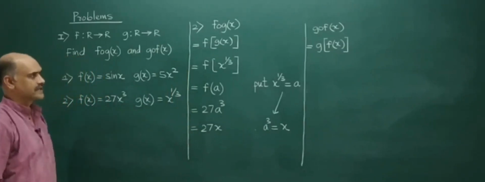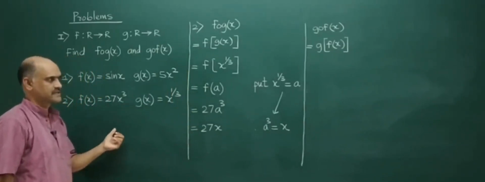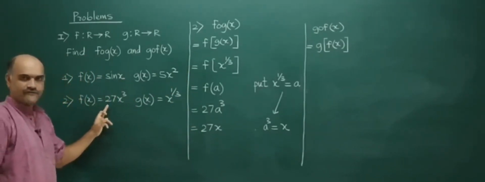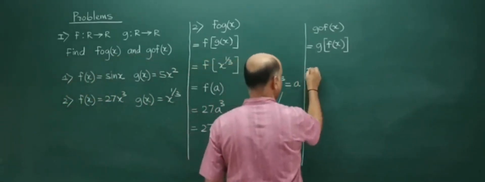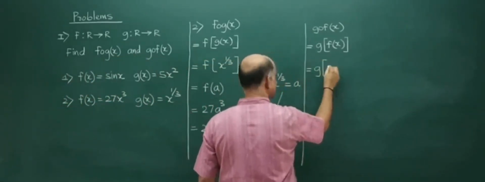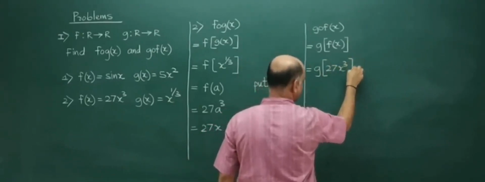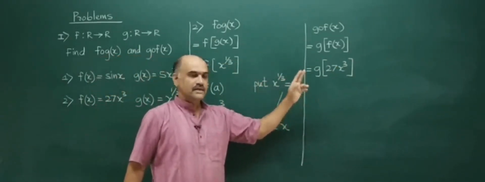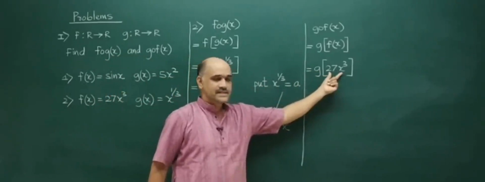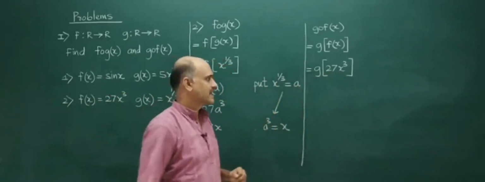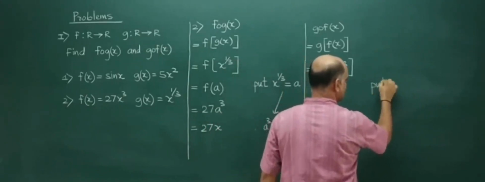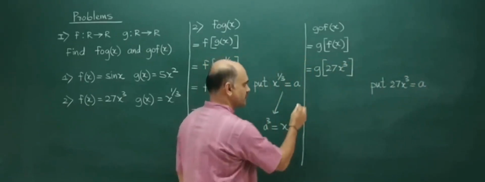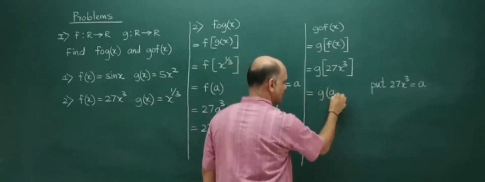Similarly, now if I take g of f of x, first you should substitute f of x. So g into bracket 27x cube. Now again to make it easy, you take this 27x cube as a. So put 27x cube equal to a. Therefore, this will be g of a.